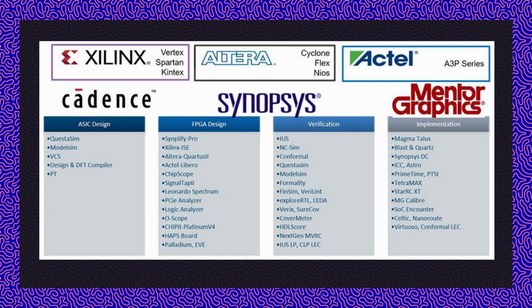So this slide is a list of major EDA vendors and their products that are available right now. They have been split into 4 topics called ASIC design, FPGA design, verification and implementation. The 3 major companies that produce these tools are Cadence, Synopsys and Mentor Graphics. We also have Xilinx, Altera and Actel, those companies which produce the FPGAs.